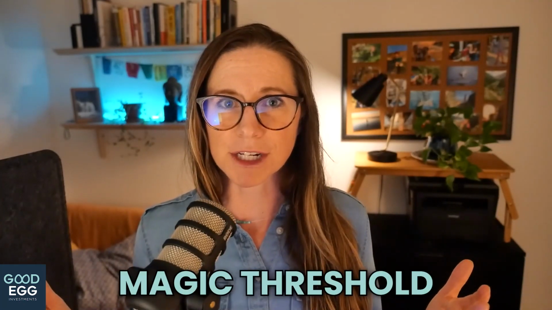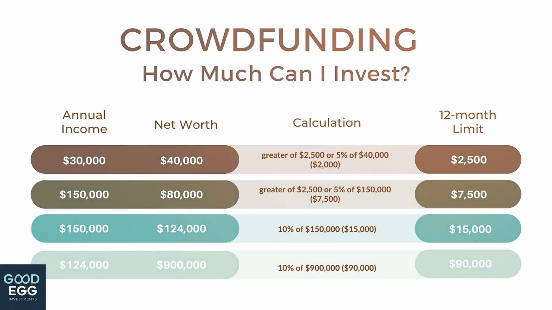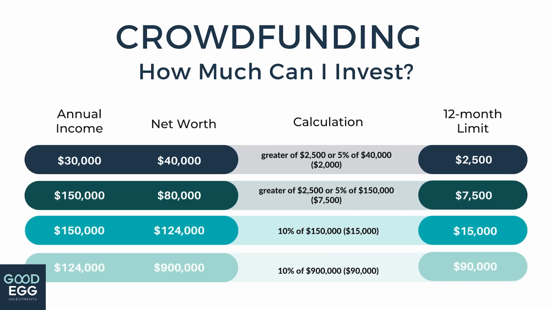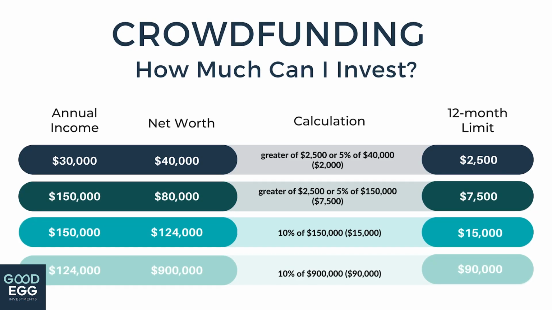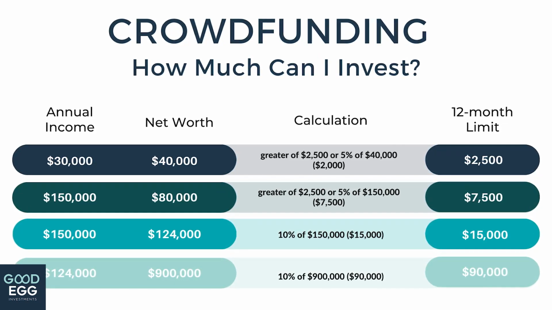There's some calculations involved, and there's also this magic threshold of $124,000 that you're going to see. I have no idea where they came up with this number. It seems kind of random to me, but just know $124,000 is sort of the magic window here. If either your income or your net worth is less than $124,000 as of 2023, then you can invest up to $2,500 or 5% of your annual income or net worth, whichever is greater, each year.